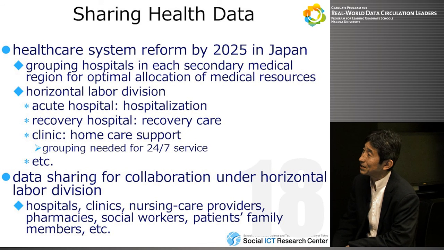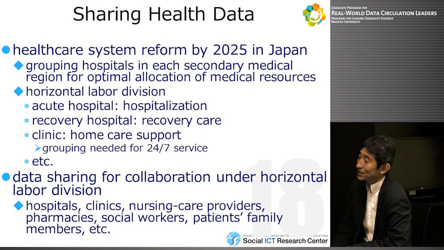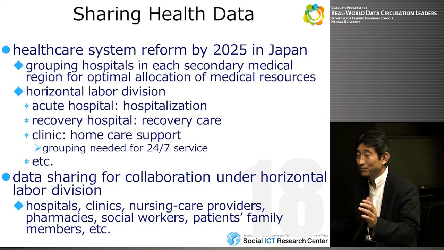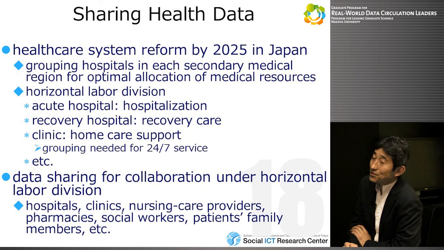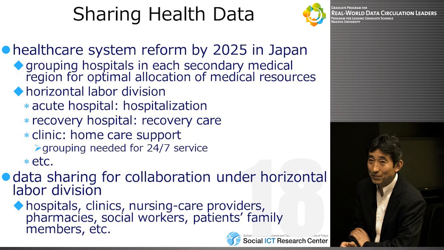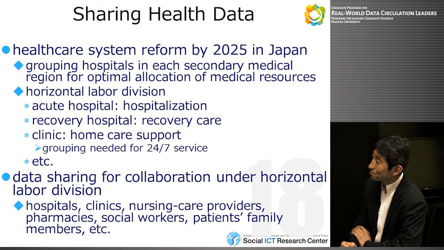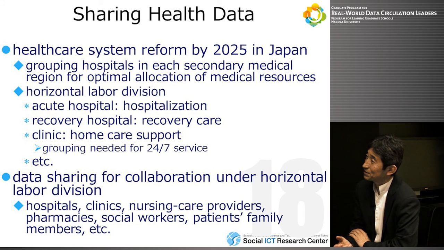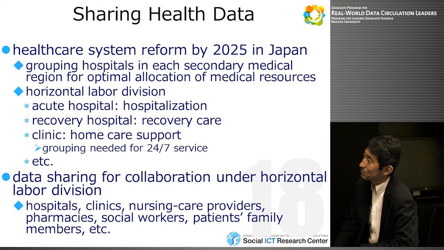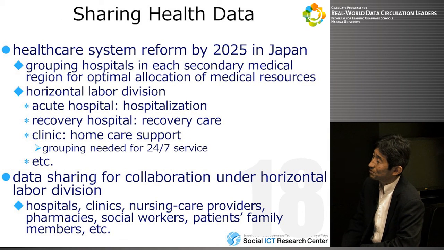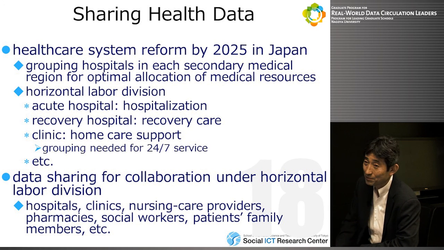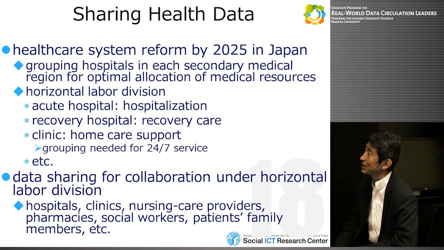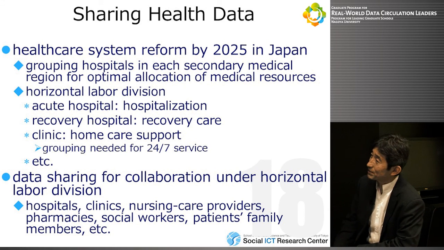So in order to provide 24 hours a day, 7 days a week service, several clinics, like 4 or 5 clinics, must form a group and take care of each patient. And in order to do that, they must share the patient's data with each other. And similar situations apply to acute hospitals and recovery hospitals and other kinds of medical organizations as well. So that's healthcare reform, which is currently advanced by the government.